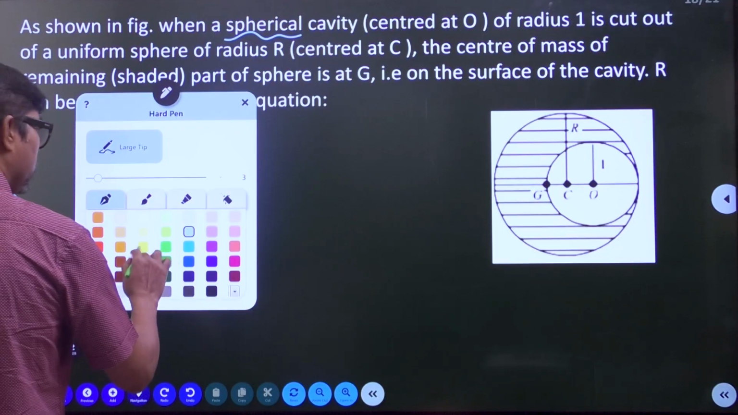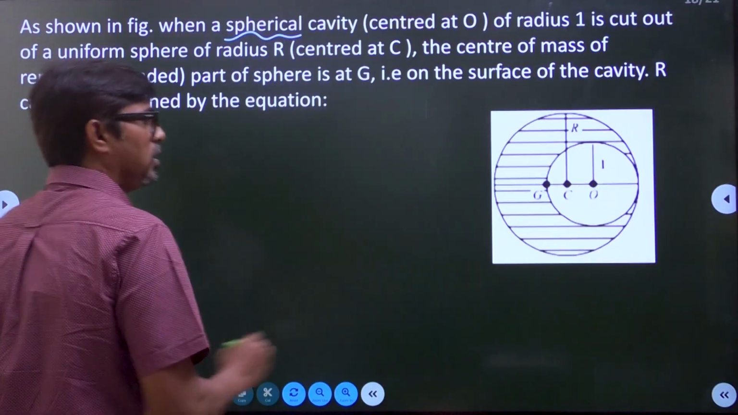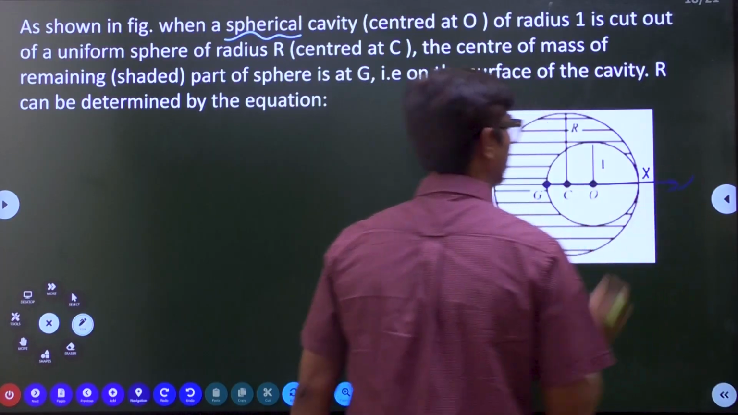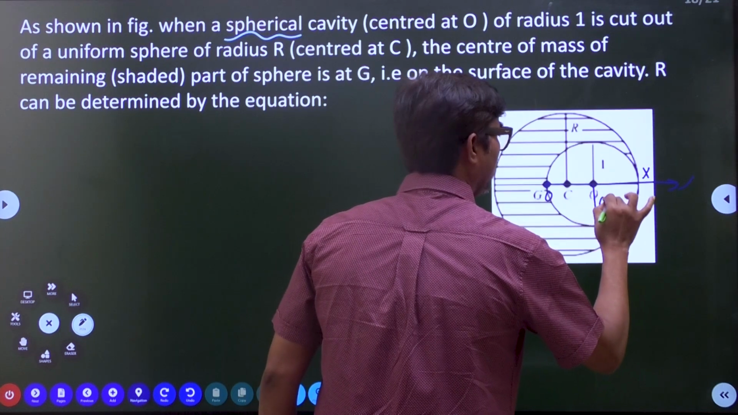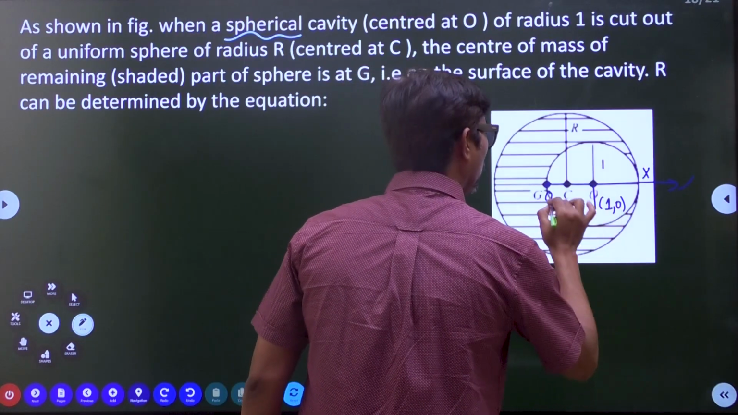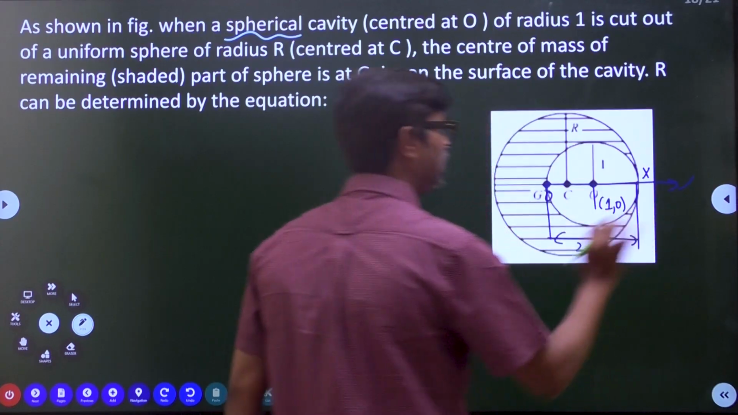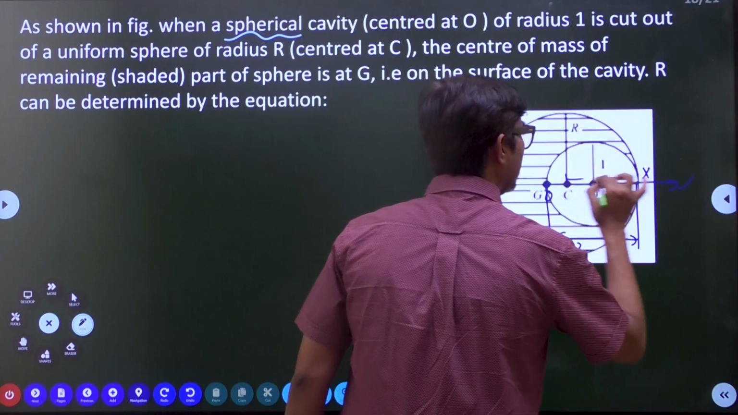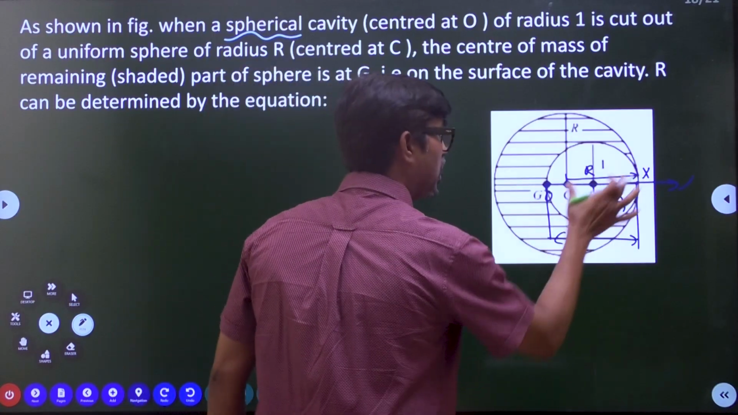Let me take another color which can be clearly visible on that part. So probably I'll take this color. Let me take this as the origin. Okay, and this is the origin. I will take this as the x-axis. So if this is the origin, then this will be 1 comma 0 because the radius is 1 centimeter. And in total, how much? This is going to be 2, no? That is going to be the diameter. And this distance is r, the radius of the sphere. So this is 2 and this is 2r.